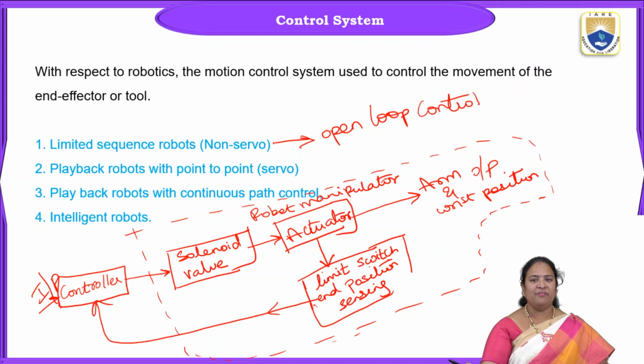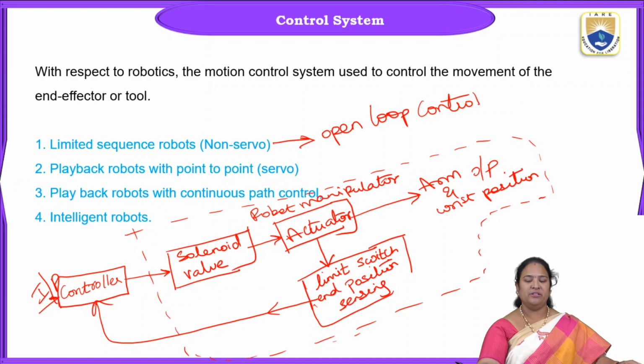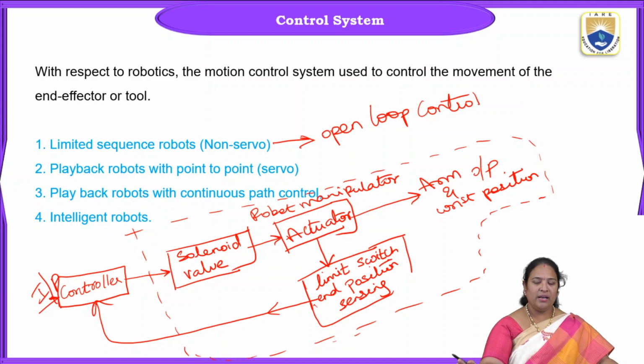That particular input is given to the controller, and the controller sends it to the solenoid valve, which sends some signal to the actuator. Accordingly the actuator starts working, which gives relative motion to the arm and the wrist of the robot. The actuator makes the arm and wrist move and perform the operation according to the input given. Since it is an open loop system, we cannot detect any sort of errors here.